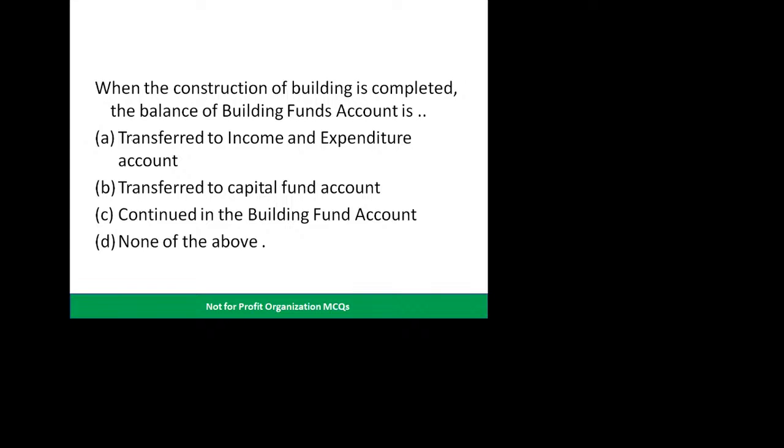Whenever a certain specific purpose has been accomplished, whatever balance amount remained in that account will be transferred to the capital fund account. So whatever the specific fund account, once its purpose has been completed or the task accomplished, the balance will be transferred to the capital fund account. So option B is the right answer.